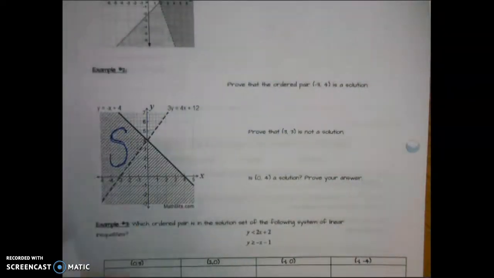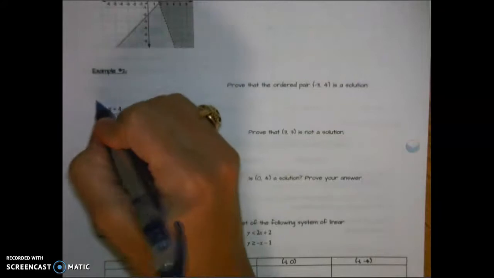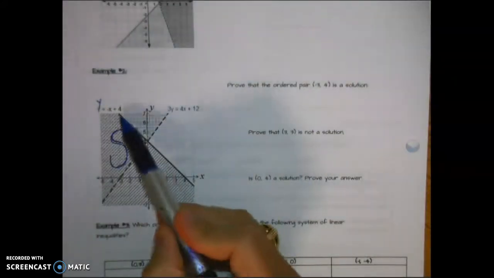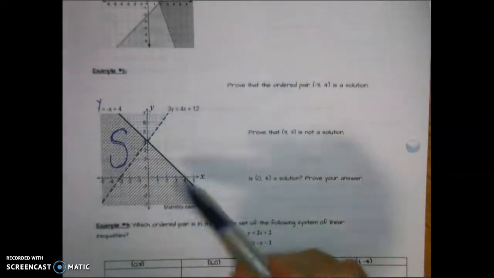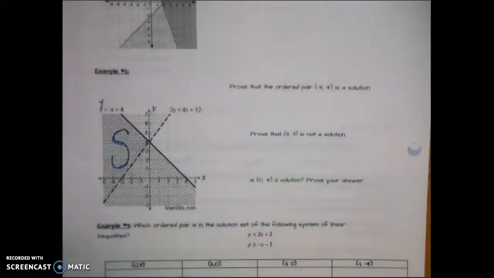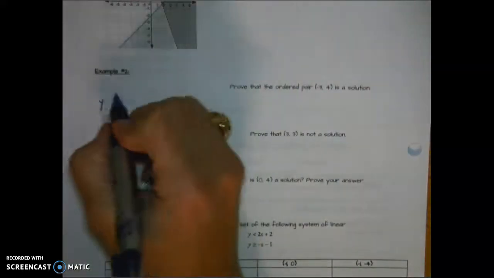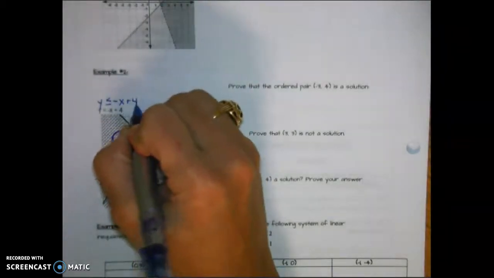So this has an equal sign. Let's change this to y is, we're talking about this line right here, so we're shaded underneath, and it's a solid line. So what type of symbol would you have? Hopefully you said less than or equal to. So y is less than or equal to negative x plus 4.